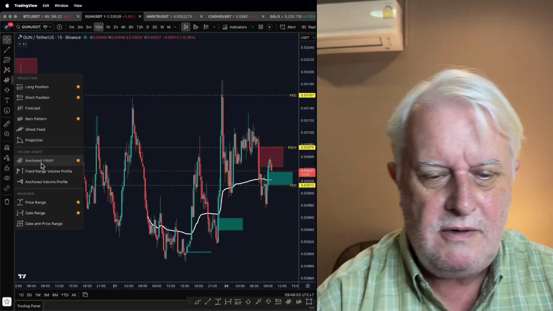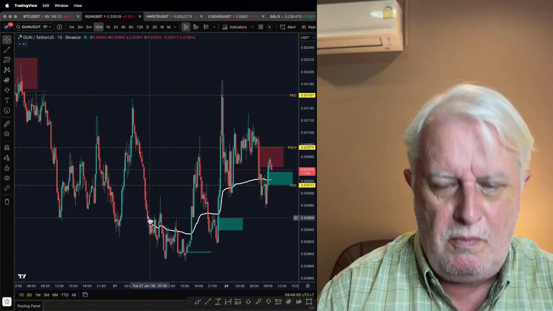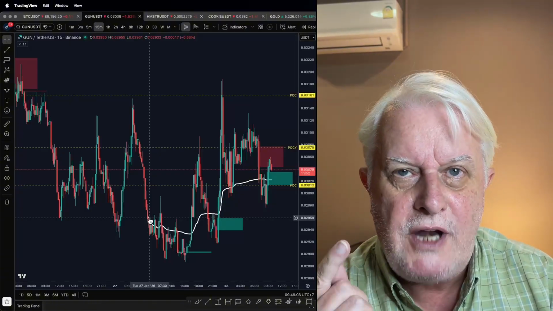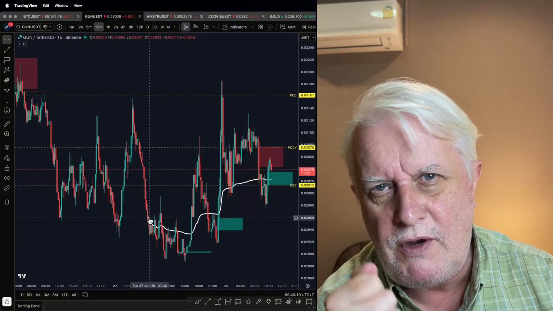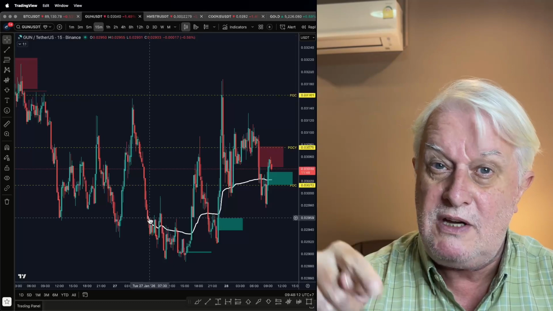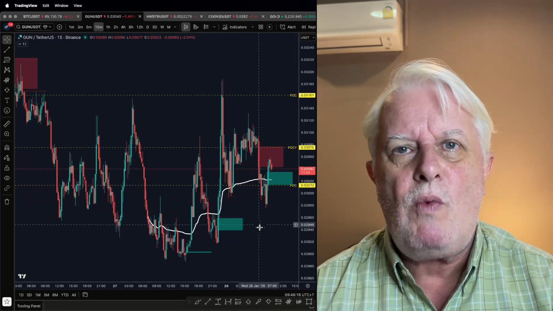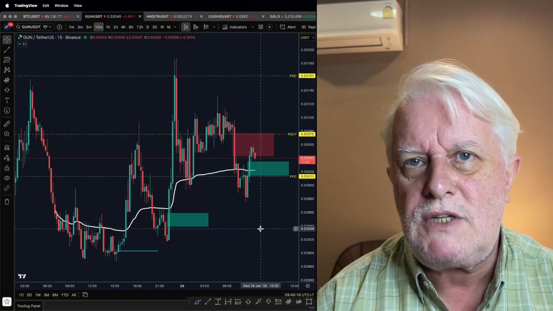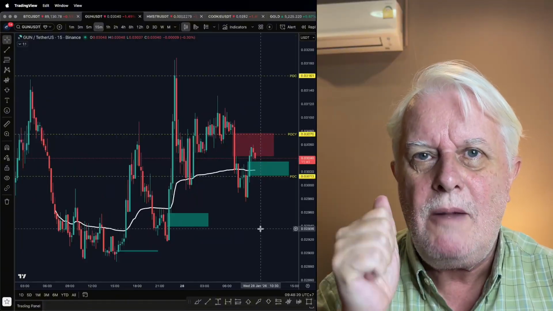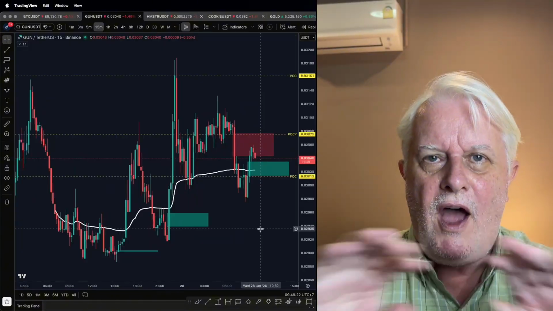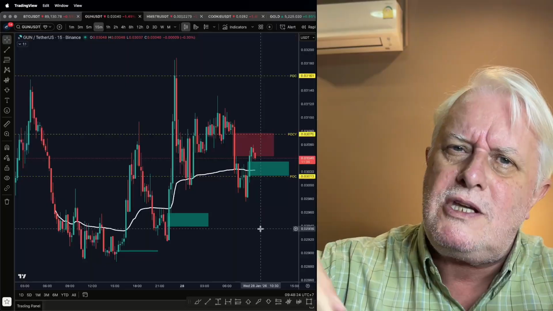So you simply click VWAP, which you can find in this menu here, and it's anchored VWAP that you need. And then you go back to, in my case, 0-700 hours because I'm UTC plus 7. But if you're on UTC, that would be 0-100 hours. And you click there, and then it projects the VWAP forward. VWAP stands for volume weighted average price. The average price, but weighted by volume.